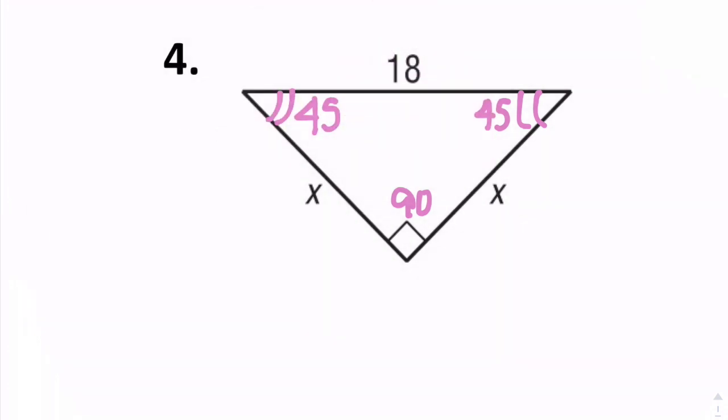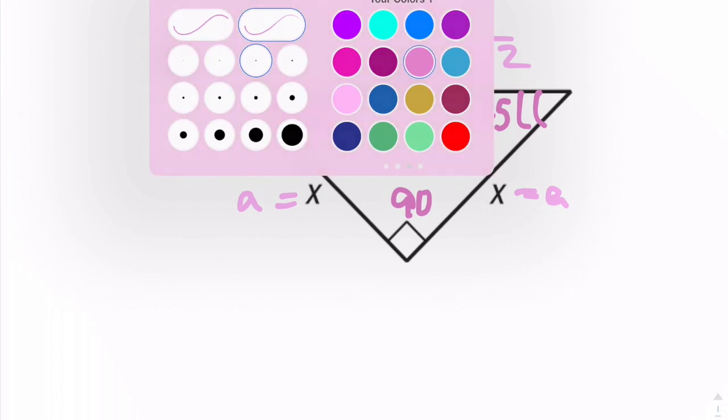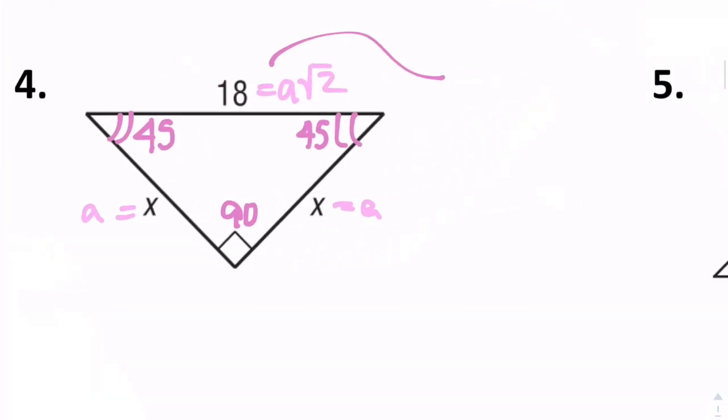So again, we're going to fill in. Across from the 90 is a root 2. Across from the 45 is a. And across from the 45 is a. Okay, I'll just get rid of that. So we have to solve for a. I'm just going to write it over here. We have some numbers there.